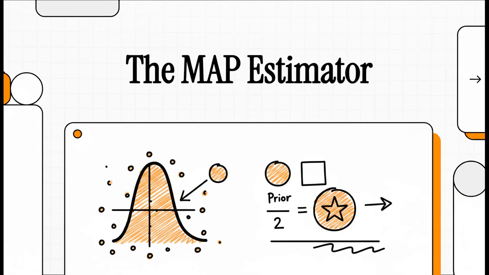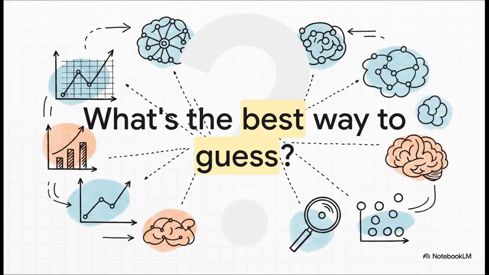Welcome to The Explainer. Today, we're going to dive into a really fundamental question in data science. How do you make the absolute best guess when you don't have all the information? We'll be breaking down a statistical powerhouse that helps us do just that, the Maximum A Posteriori Estimator, or MAP for short.